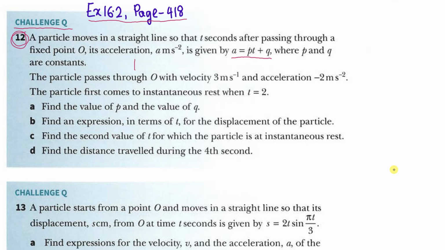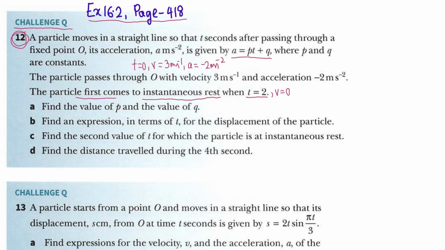It means that when t = 0, its velocity is 3 meters per second, and also when t = 0, its acceleration is -2 meters per second squared. That's the information provided. Another piece of information: the particle first comes to instantaneous rest when t = 2. So when t = 2, its velocity equals 0, because when a particle first comes to rest, we should consider v = 0.